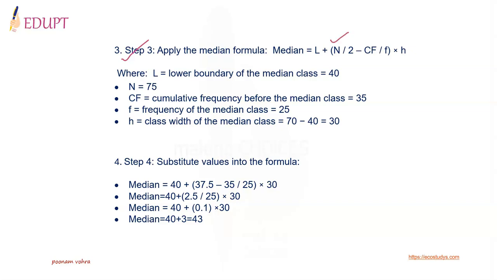Median is L plus n by 2 minus cumulative frequency divided by frequency into h or i, where L is the lower boundary of the median class, which is 40, n is 75, cumulative frequency before the median class is 35, frequency of the median class is 25, h or i is the width of the class interval, which is 30. Substituting the values, you get 40 plus 37.5 minus 35 by 25 into 30. By having such calculations, we get median as 43.